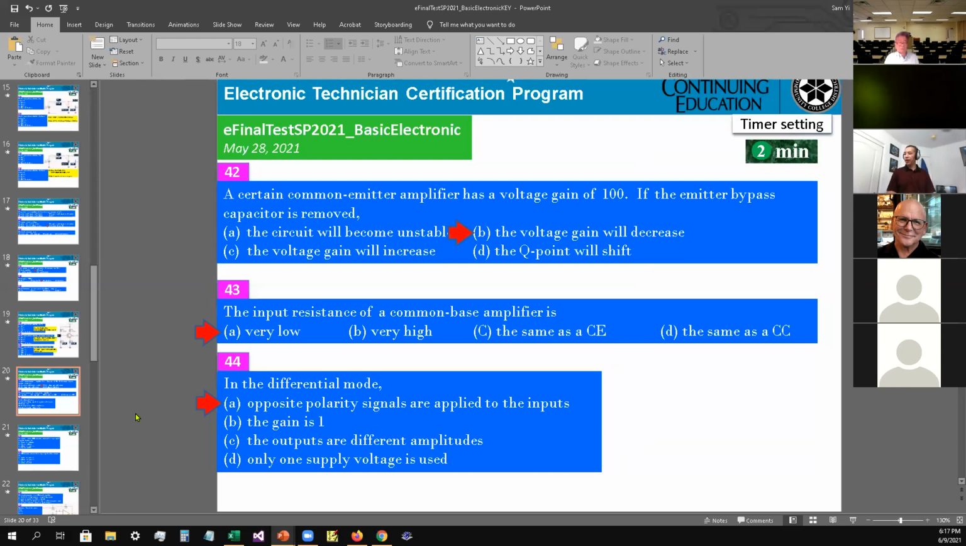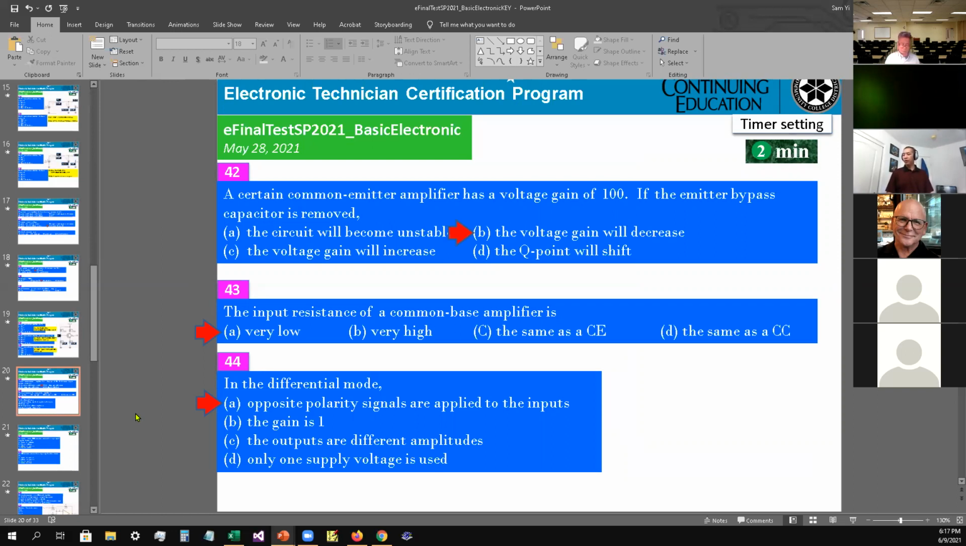Okay, 43. The input resistance of a common base amplifier is. Okay, so this one is a common base. It usually is very, very low. So the answer is A as in apple for 43.